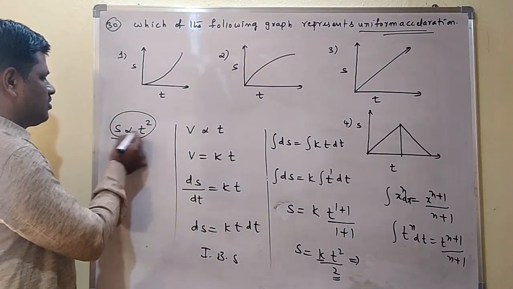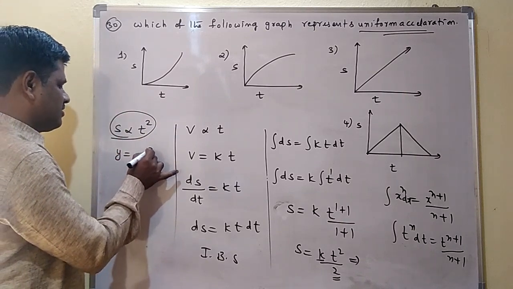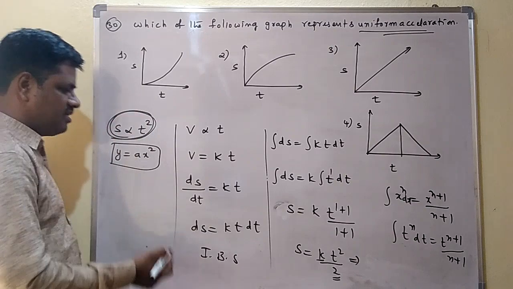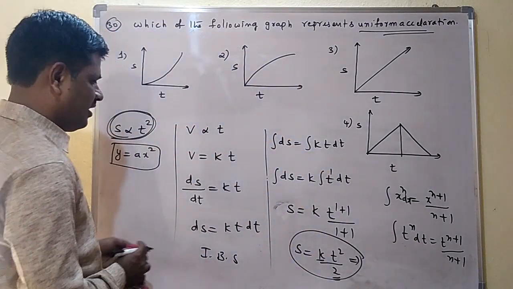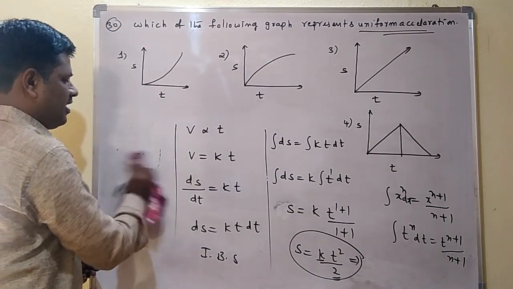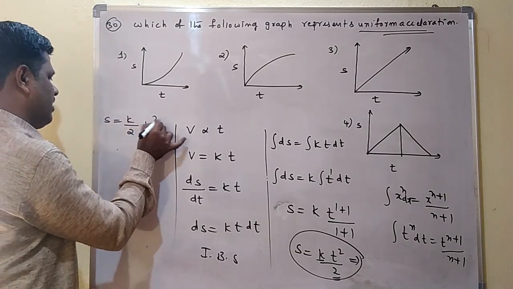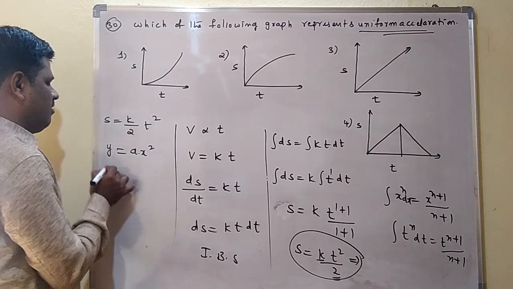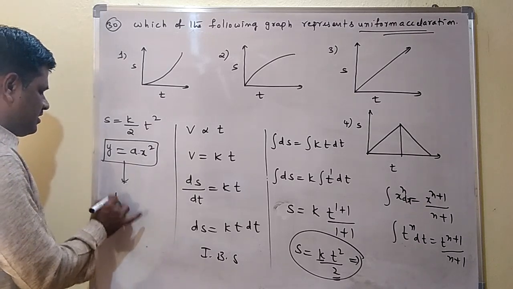S is directly proportional to t square means this is in the form of y is equal to a x square. We can write s is equal to k by 2 into t square. This is in the form of simply y is equal to a x square. What does this equation represent? Parabola.